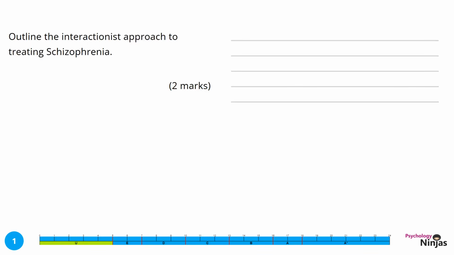Outline the interactionist approach to treating schizophrenia. Here we have the command word outline, which means we need to give a detailed description. There's some assumed psychological knowledge here in our understanding of an interactionist approach. This focuses on the combination between nature and nurture. This question is also just looking at treatments rather than anything else. As the command word is outline, all of our 2 marks are about our knowledge of the interactionist treatments to schizophrenia. Let's have a look at a response.